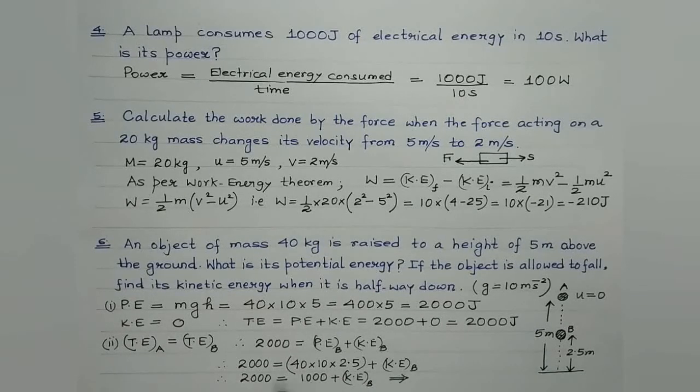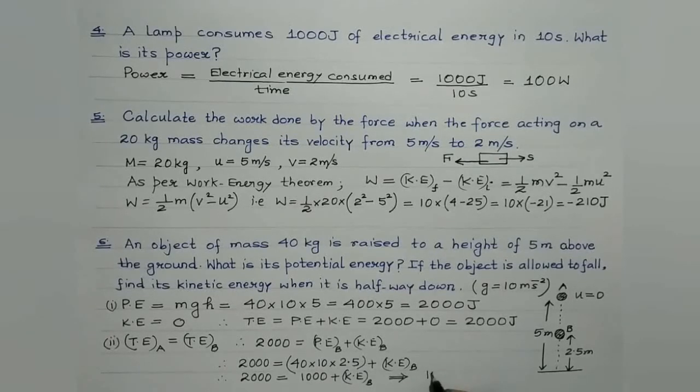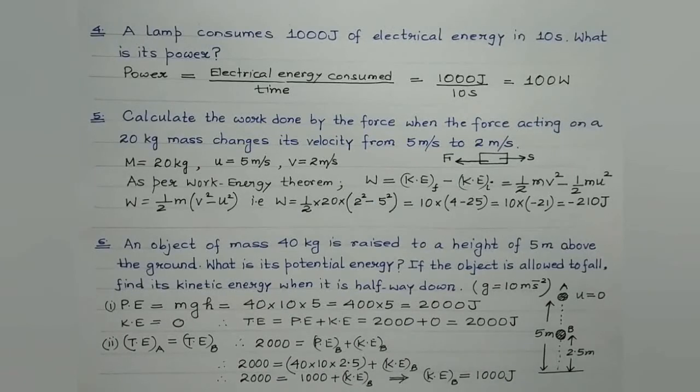So students, taking 1000 over here, what do we get? Kinetic energy at point B would be 1000 joule. So the kinetic energy of the ball at midway would be equal to 1000 joule. So this is the answer of the second part.